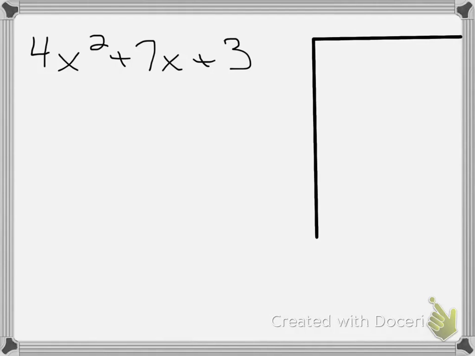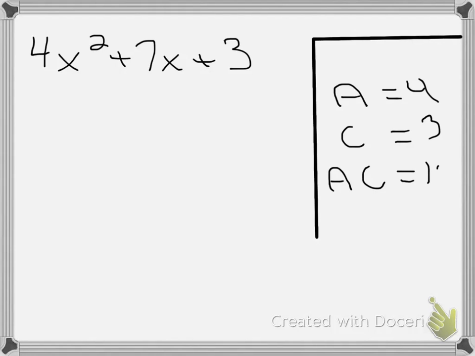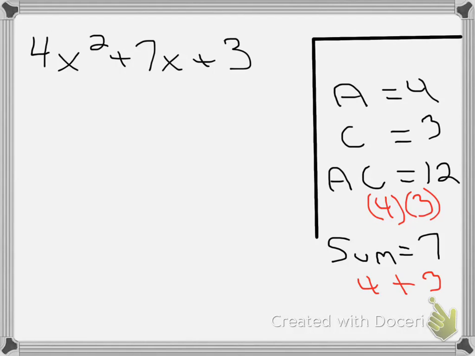First of all, we're going to notice that the leading coefficient, A, which is on the square term, is equal to 4. And C, which stands for the constant, is equal to positive 3. Then we take the product of those two, so A times C equals 12. So we want two numbers whose product is 12 and whose sum has to equal 7. The two numbers that are going to work are 4 and 3. So let's write that down: 4 times 3 gives us 12, and when we add 4 plus 3, we get 7.